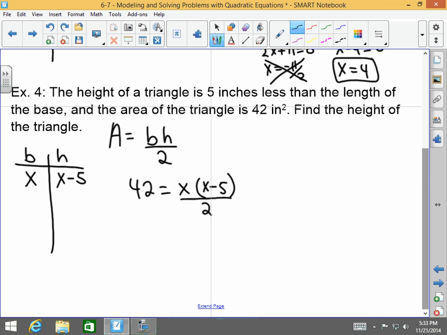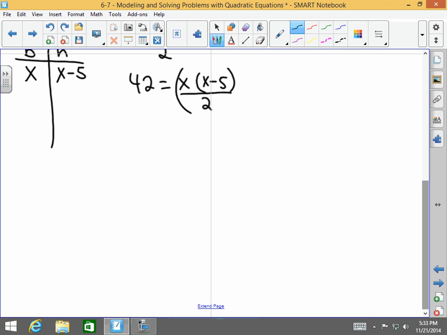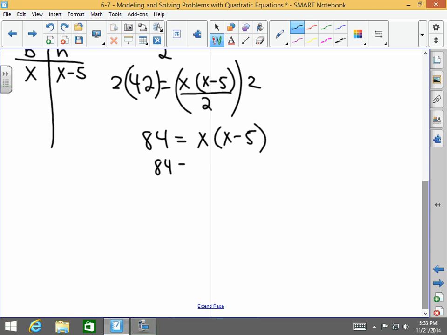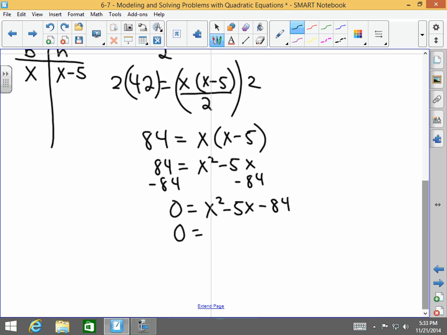Let's solve it. All right. First of all, let's get rid of this fraction. So we multiply 2 to both sides, giving me 84 equals x times x minus 5. Distribute. 84 equals x squared minus 5x. Subtract 84 from both sides. So 0 equals x squared minus 5x minus 84. So what times what equals negative 84, but when added together is negative 5? Hopefully you've figured out it's negative 12 and positive 7.